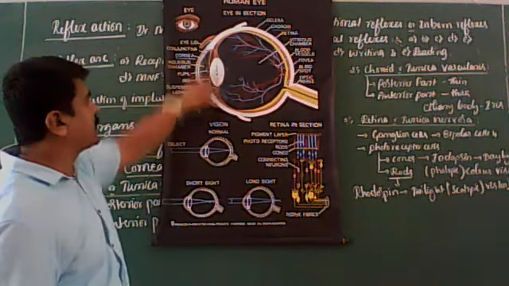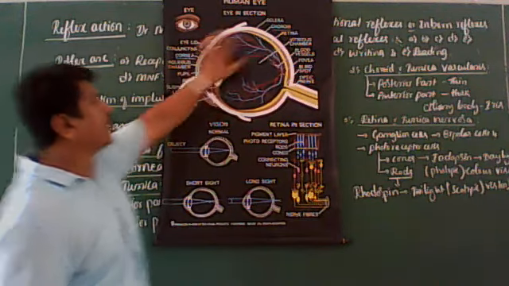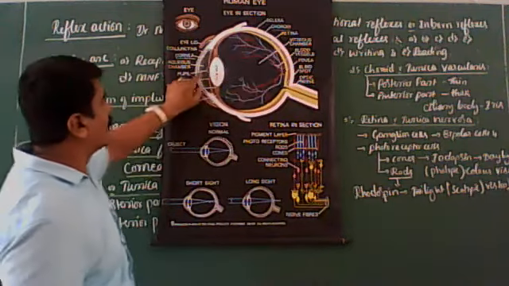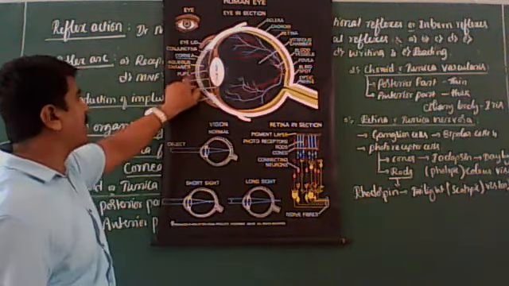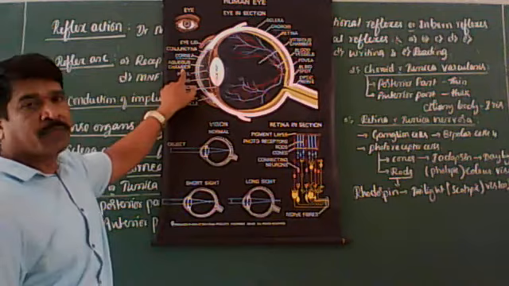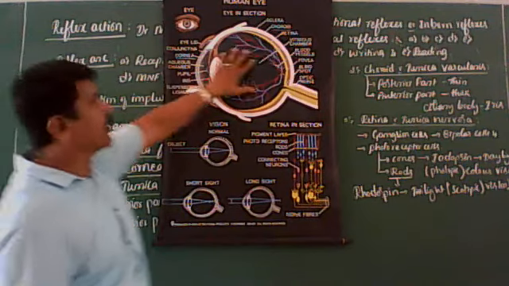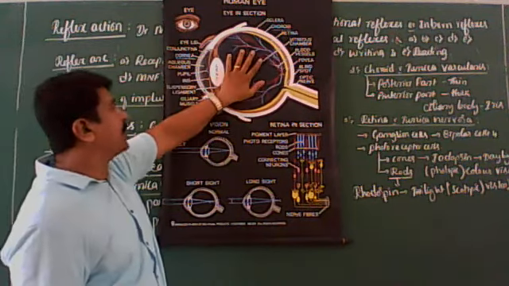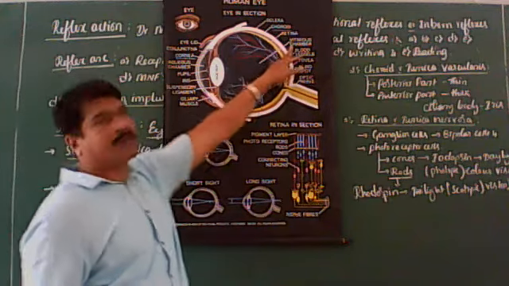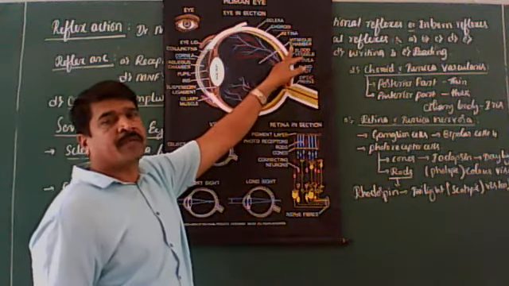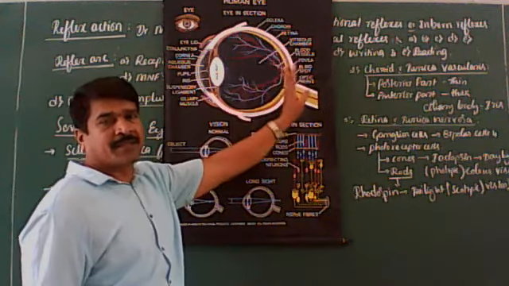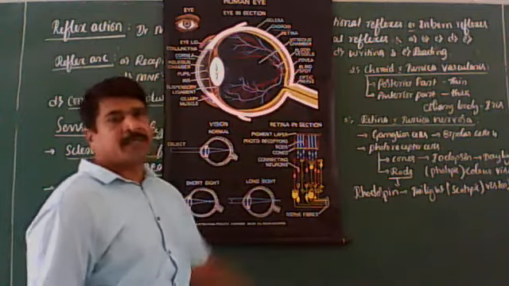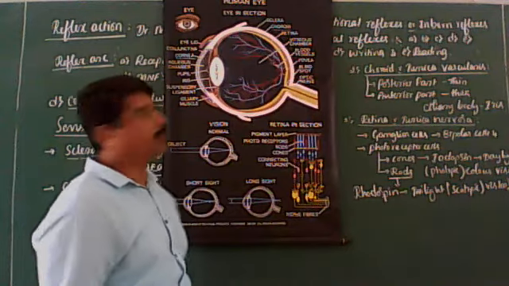Both the lens and suspensory ligaments divide the eyeball cavity into two chambers. One chamber, located in front of the lens, is called the aqueous chamber, filled with aqueous humor, and another chamber, located behind the lens, is called the vitreous chamber, filled with vitreous humor. I think this is clear for you. So this is the structure of the eye that you should remember here.